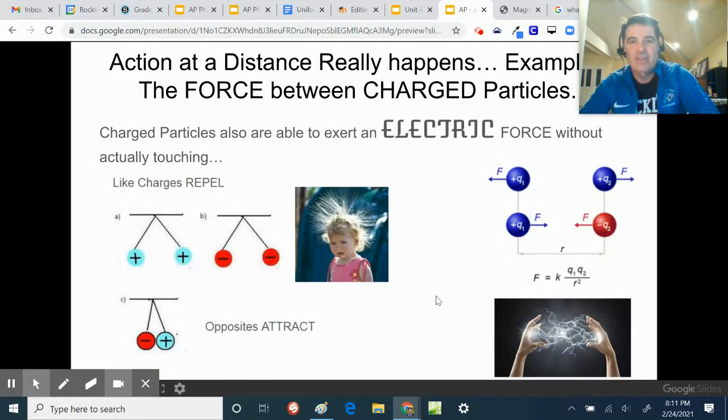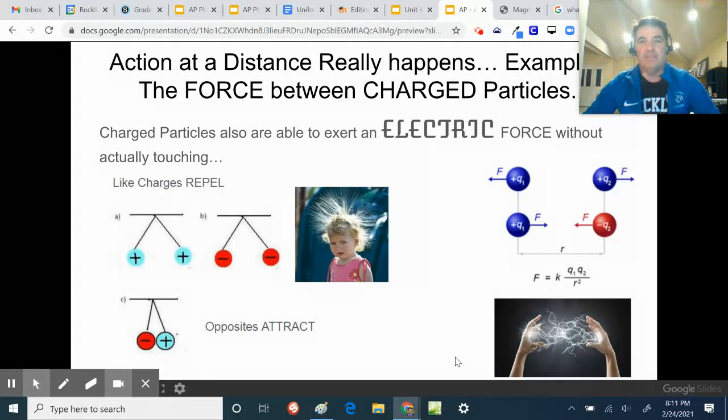Electricity, man. Static electricity gets in your hair and it pushes the hair apart, so the hair is standing on end, right? So you can definitely have an effect on something without touching it. Electrical forces: like charges repel, like the two protons, and opposites attract, like the proton and the electron.